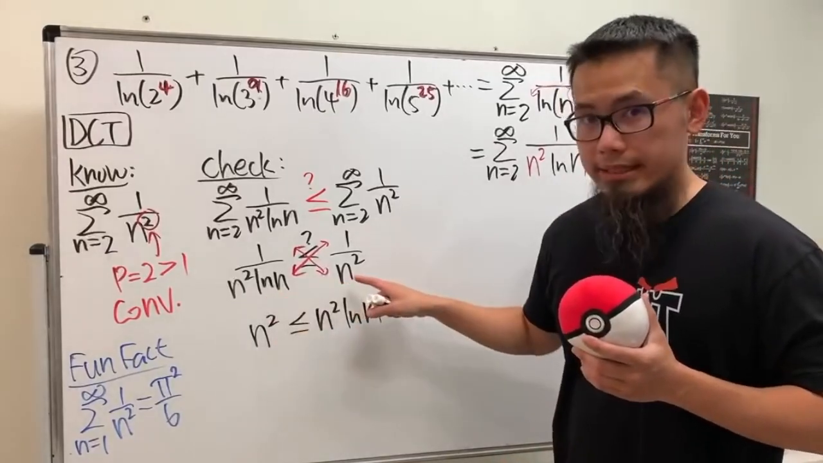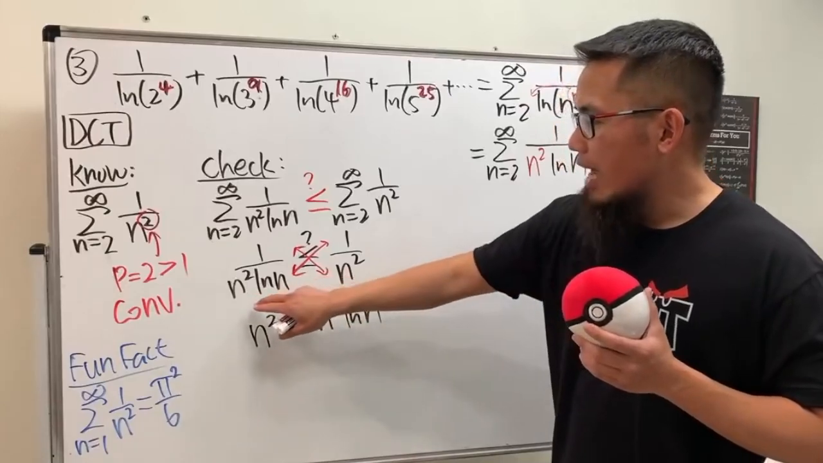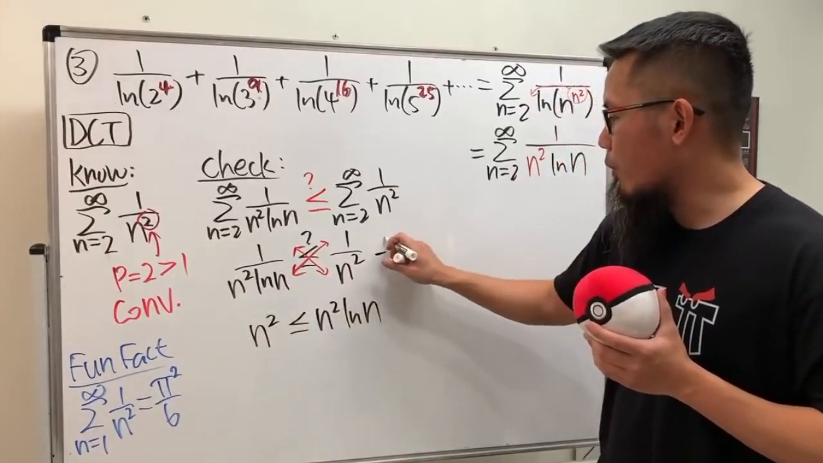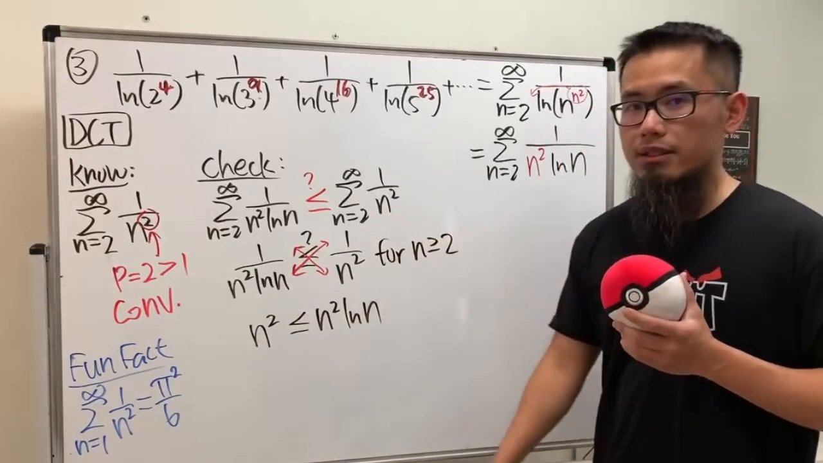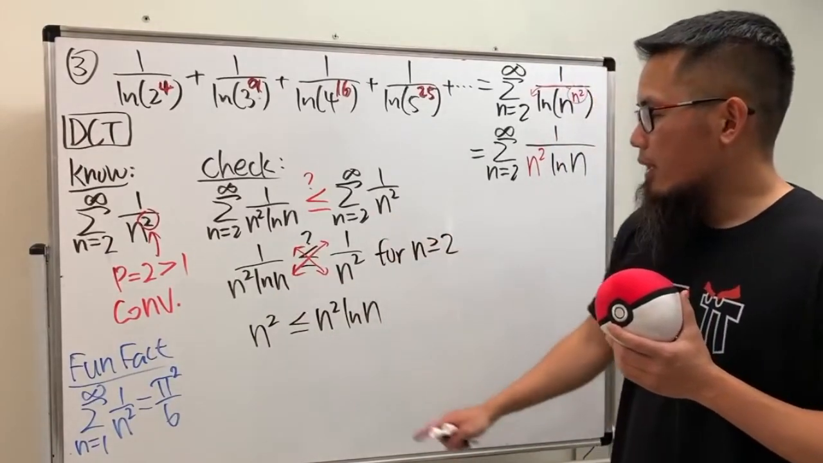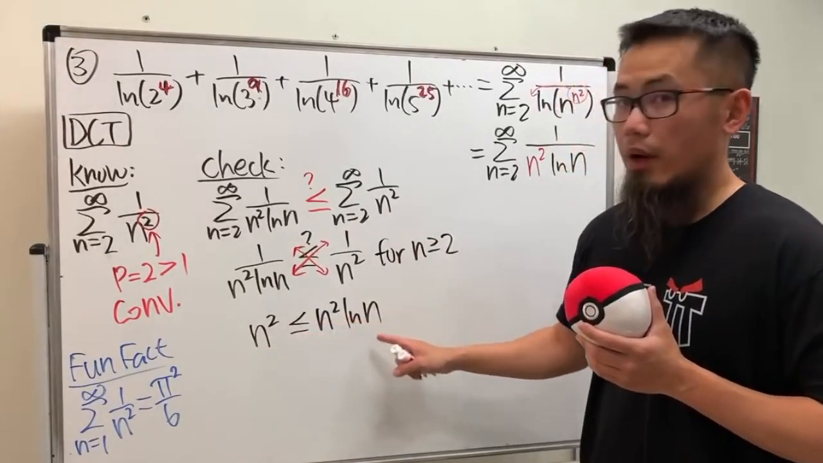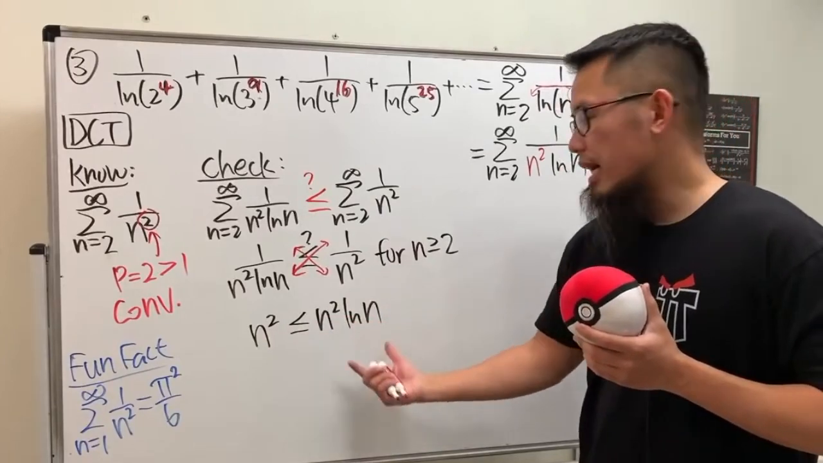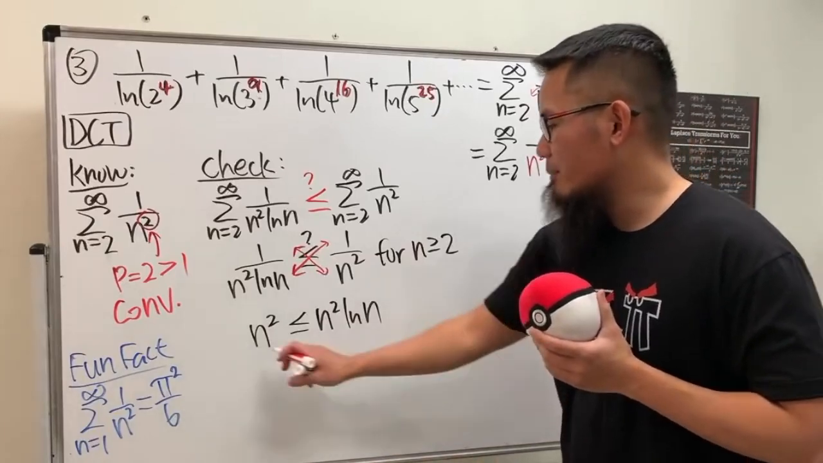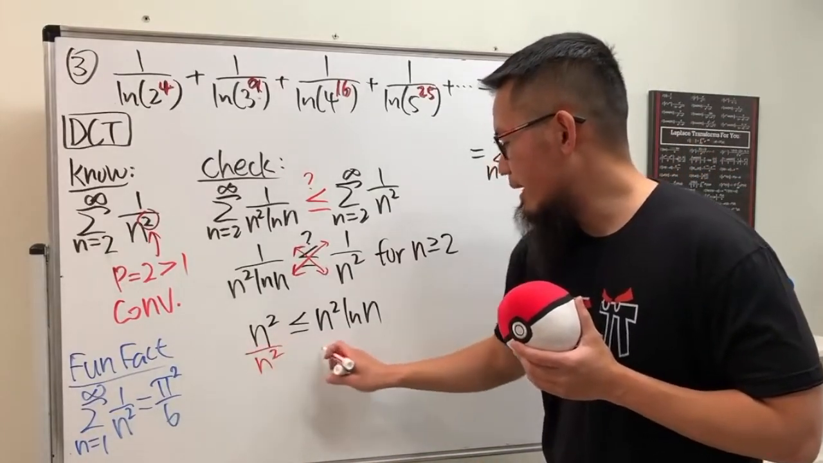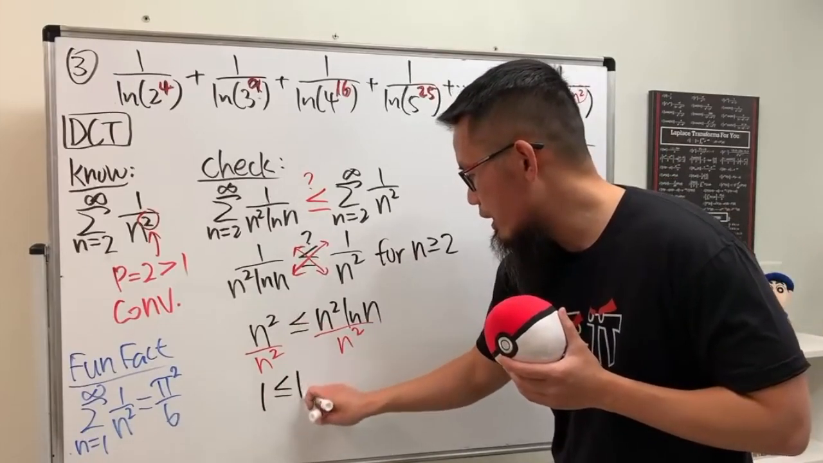When we put this down, we are supposed to say that we are having this inequality be true for n is greater than or equal to 2. Right? So that's what we are trying to do. Right here, we have n squared that's less than or equal to n squared ln n. You may see that this right here is bigger. Well, technically, but let's divide both sides by n squared. They cancel. You get 1 is less than or equal to ln n.